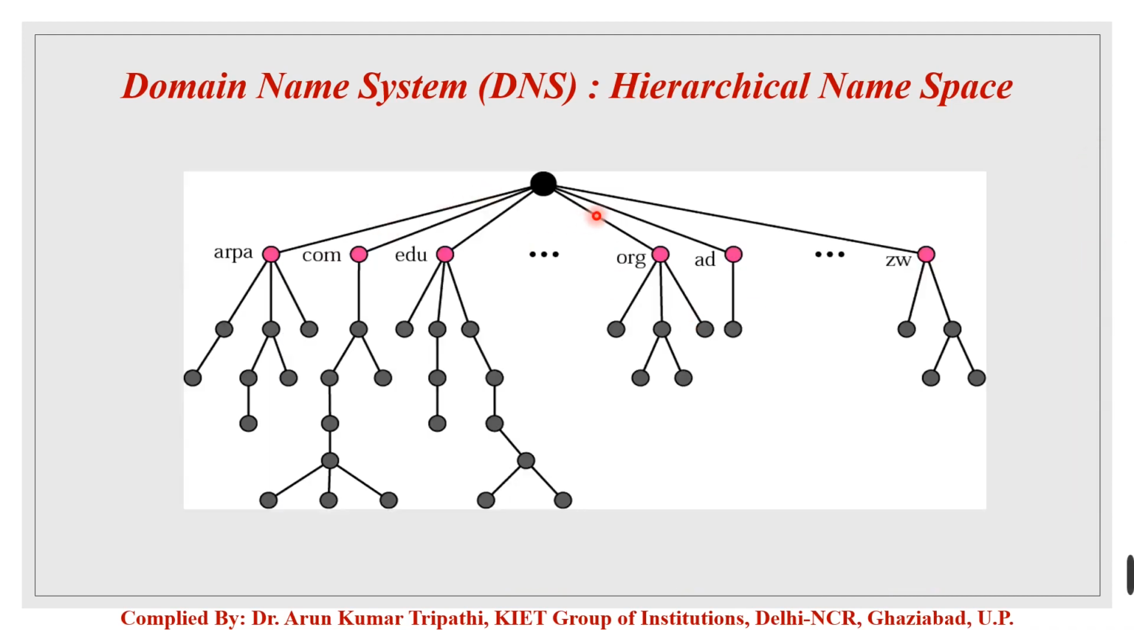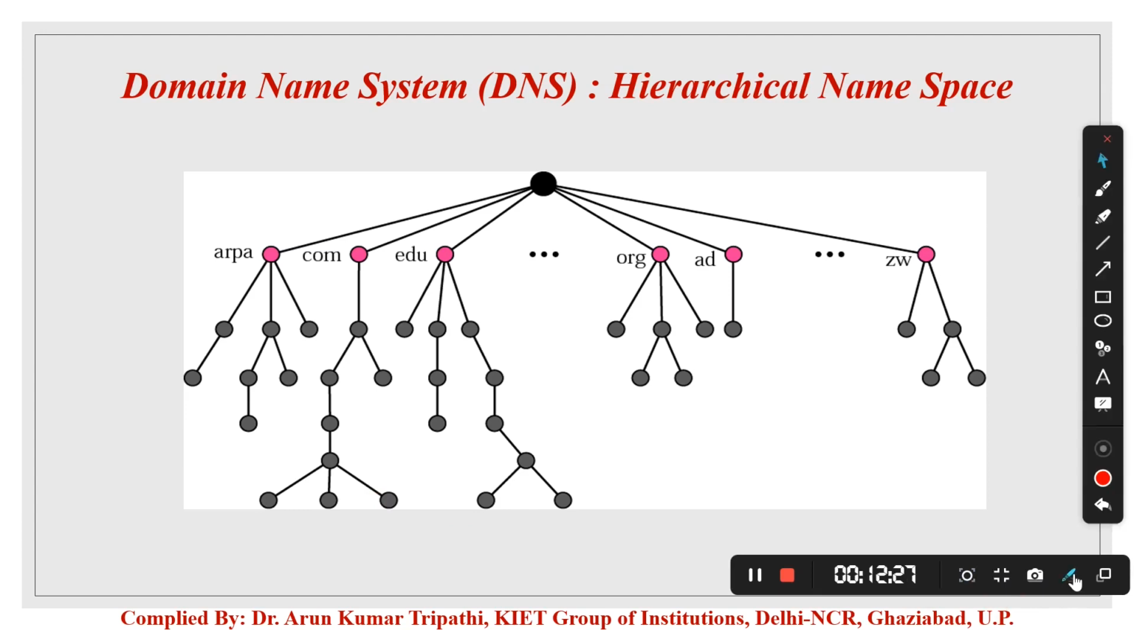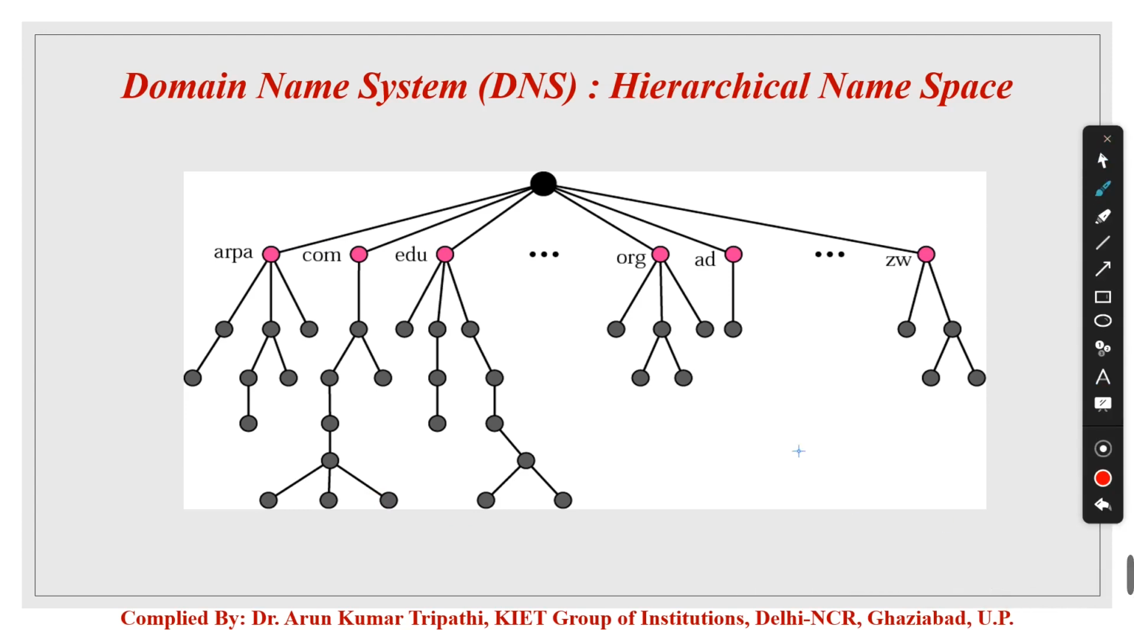Here, for example, at the first level, I have divided on the basis of the working. For example, ARPANET related websites .arpa, commercial related .com, education related .edu, organization related .org, and so on. So this may be the organization or country, etc. Here I can again explain by one example. Suppose that I am using edu.